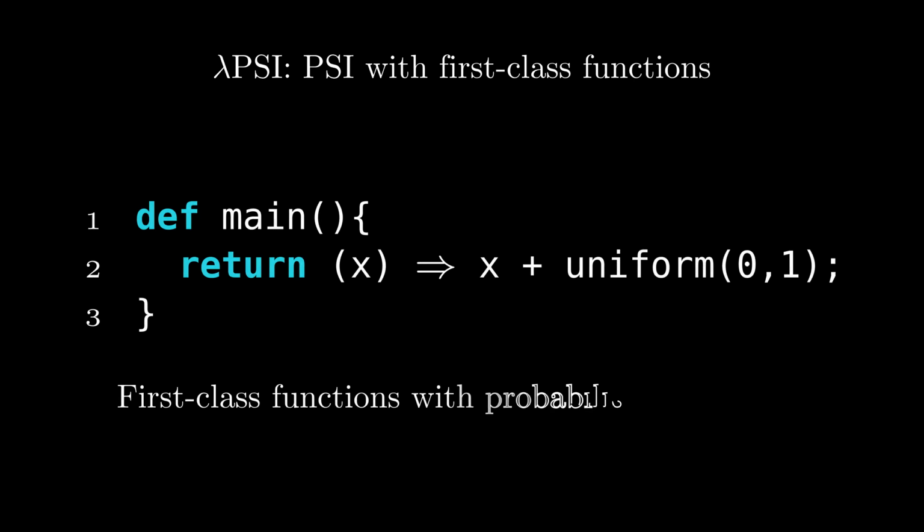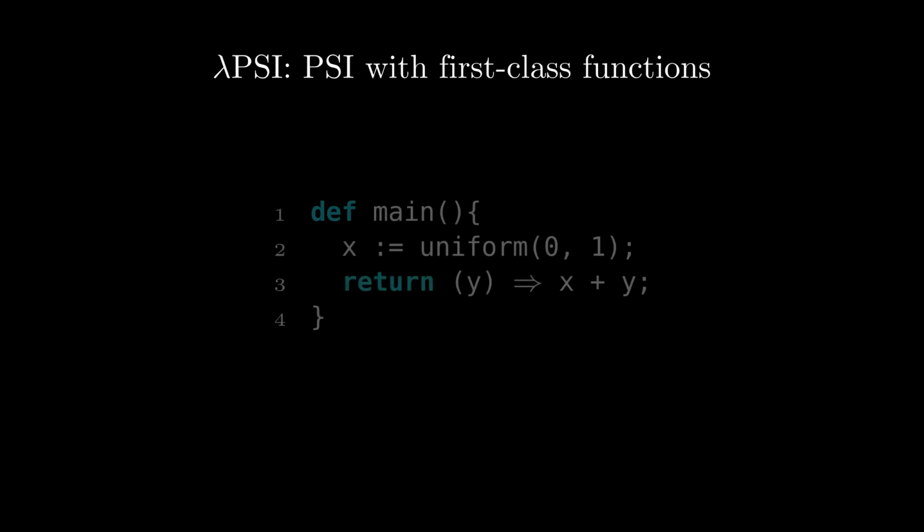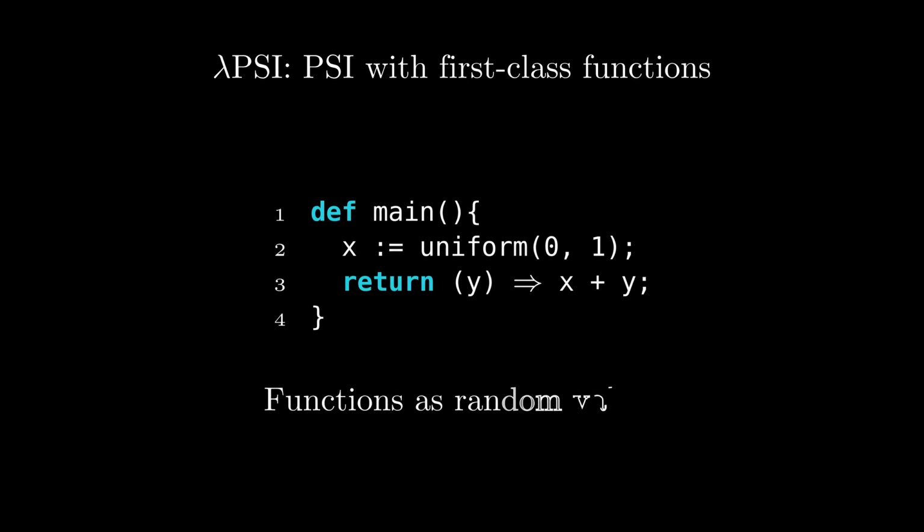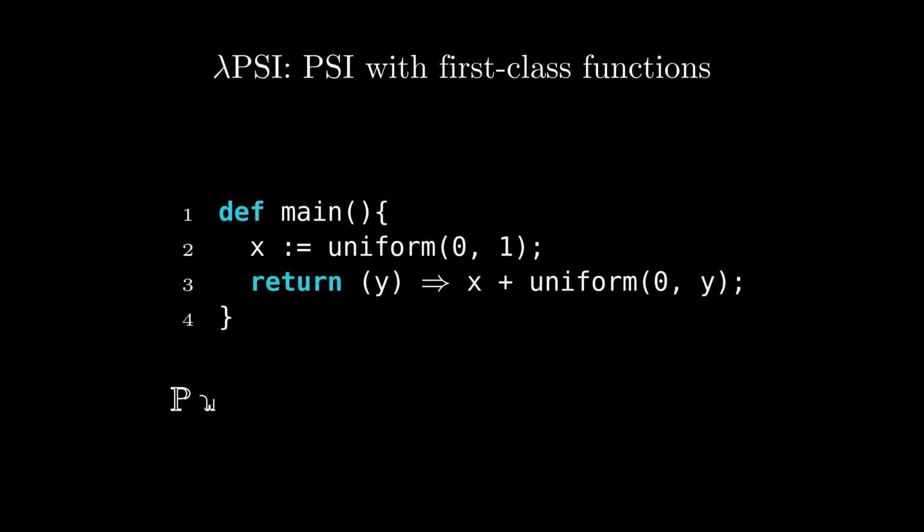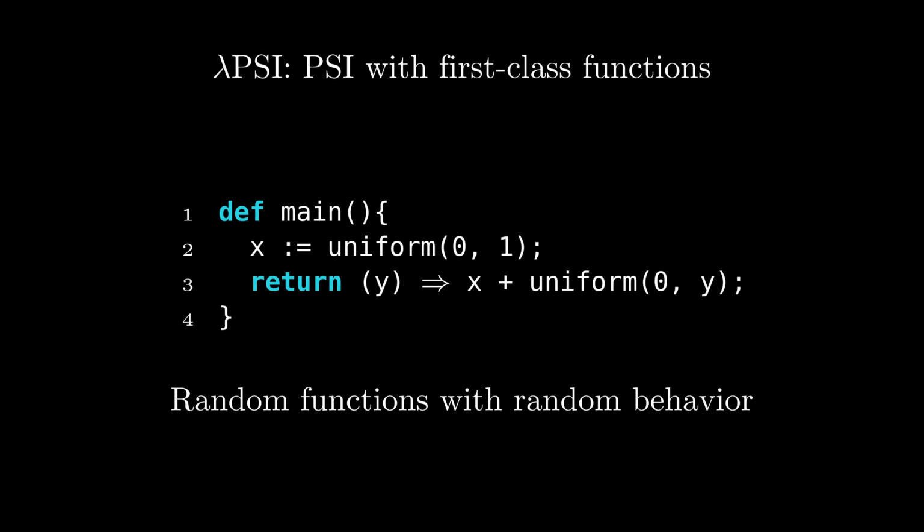In particular, functions with possibly random behavior can be manipulated as first-class values. Functions themselves can also be random. Here we create a random function, but that function has deterministic behavior. In general, functions can both be random and have random behavior at the same time.